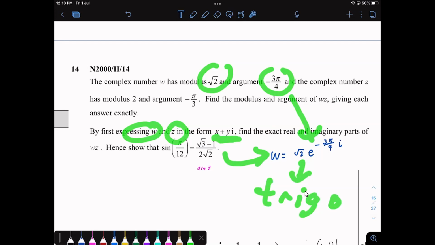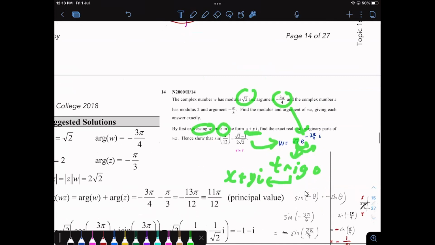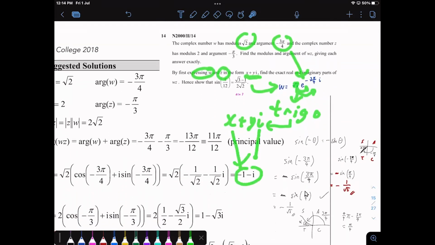Then we have to calculate the exact values: 1 over square root 2, negative 1 over square root 2. After that, you multiply the square root 2 inside, don't forget. Then you eventually get to your X plus YI, which is over here: minus 1 minus I. Good. We have finally finished our Cartesian form for W.